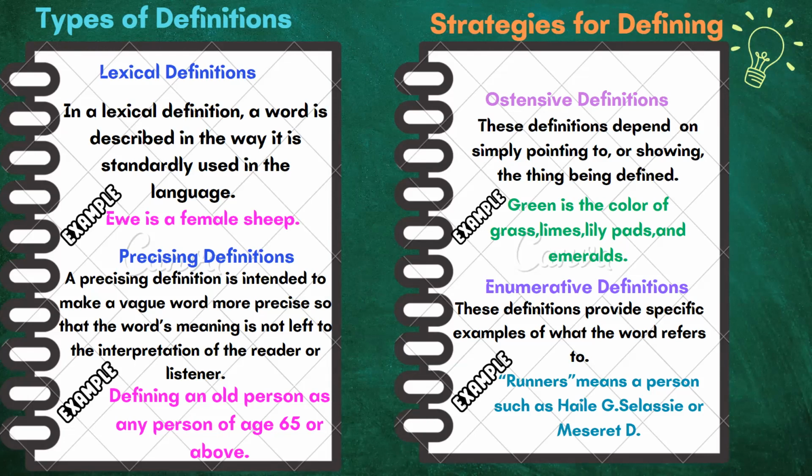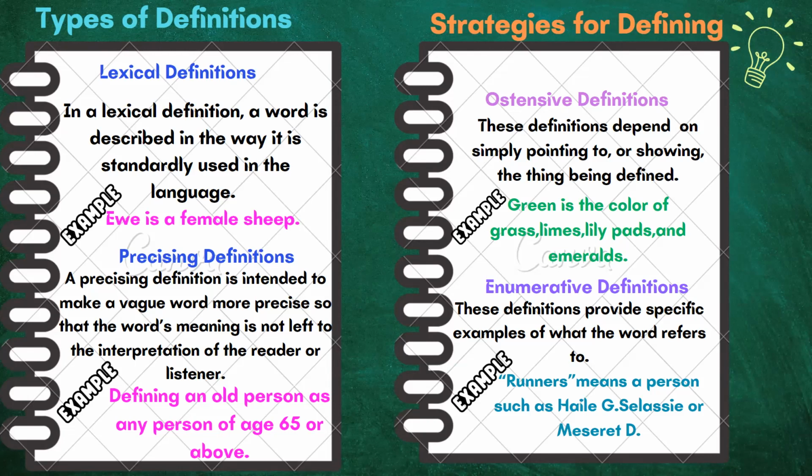And there are strategies for defining, and these may be helpful in clarifying the meanings of certain words. Let's look at the first one, ostensive definitions. These definitions rest on simply pointing to or demonstrating the thing being defined. And there is an example: green is the color of grass, limes, lily pads, and emeralds. You should show this.